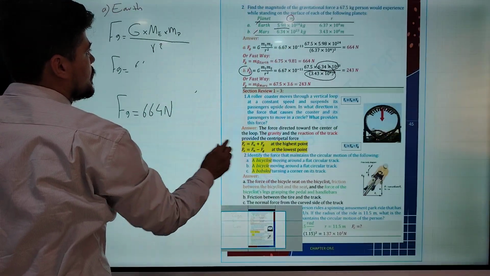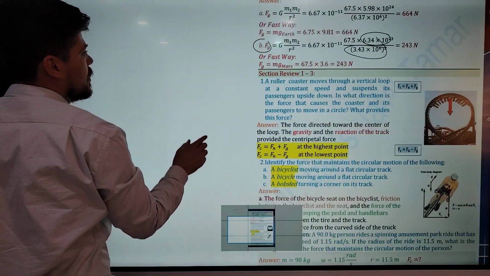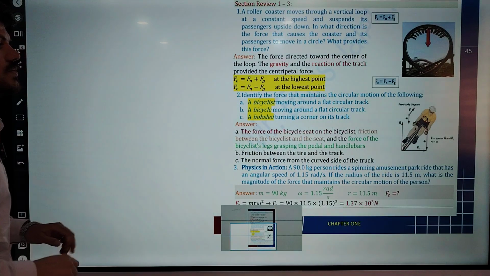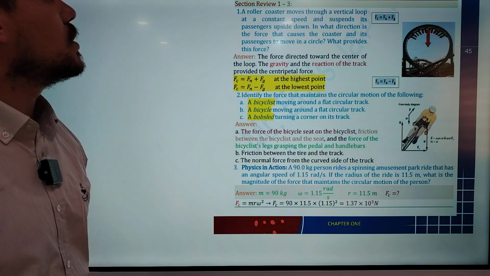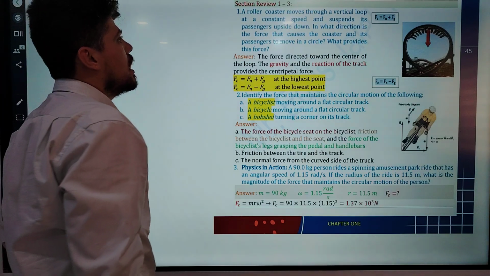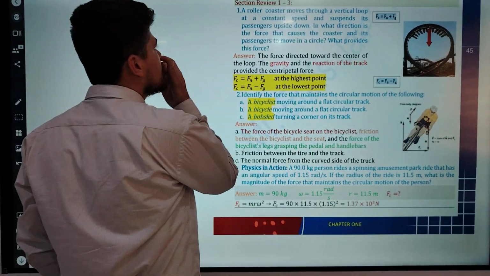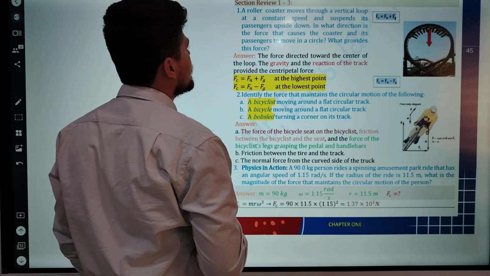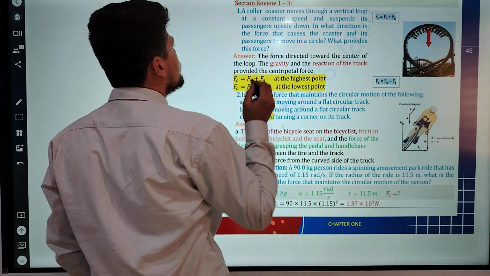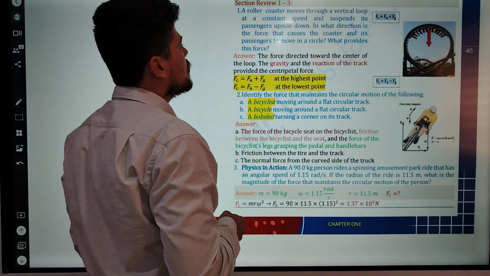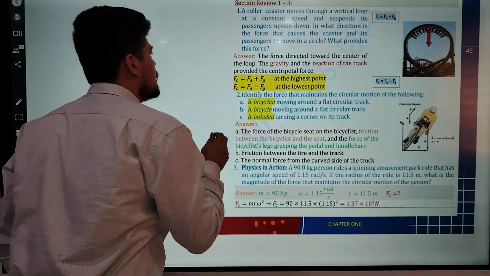Now we are going to solve the questions from the section review, section 3. We have some important questions here. A roller coaster moves through a vertical loop at a constant speed and suspends its passengers upside down. In what direction is the force that causes the coaster and its passengers to move in a circle, and what provides this force? Actually, the force that maintains the passengers in the roller coaster is directed toward the center.